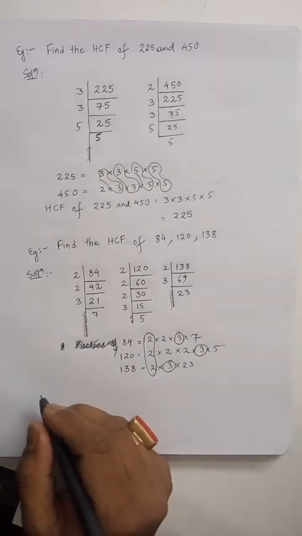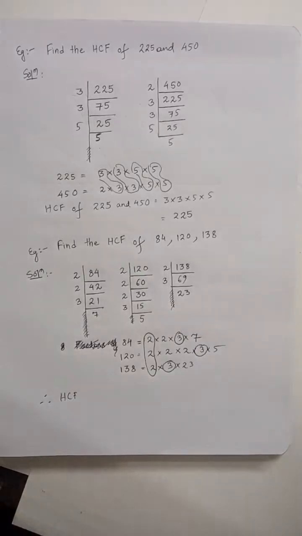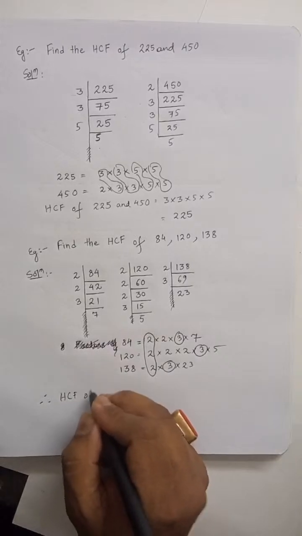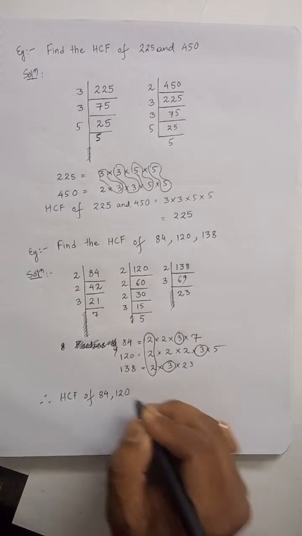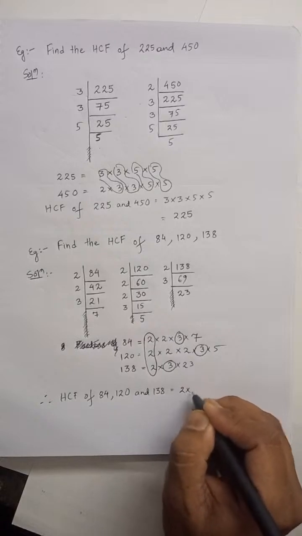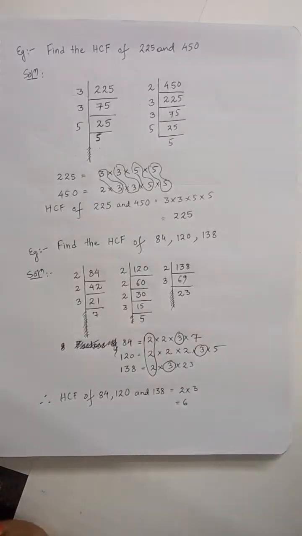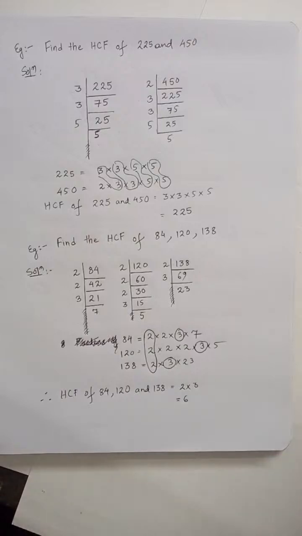Okay, so we will write, therefore, HCF, is this part visible? Yes, very much. HCF of 84, 120 and 138. So what will be the HCF? 2 into 3 equals 6. Okay. So this is how we do prime factorization for finding out the highest common factor. Okay. So next up we have the continued division method.